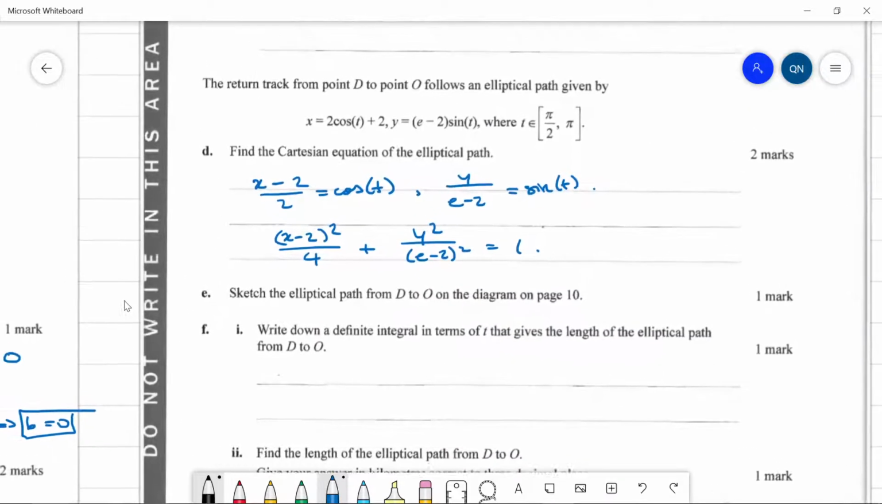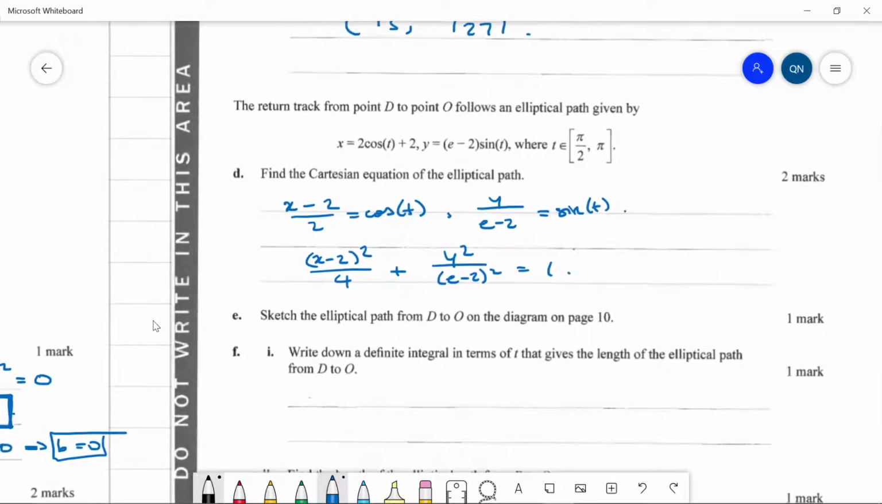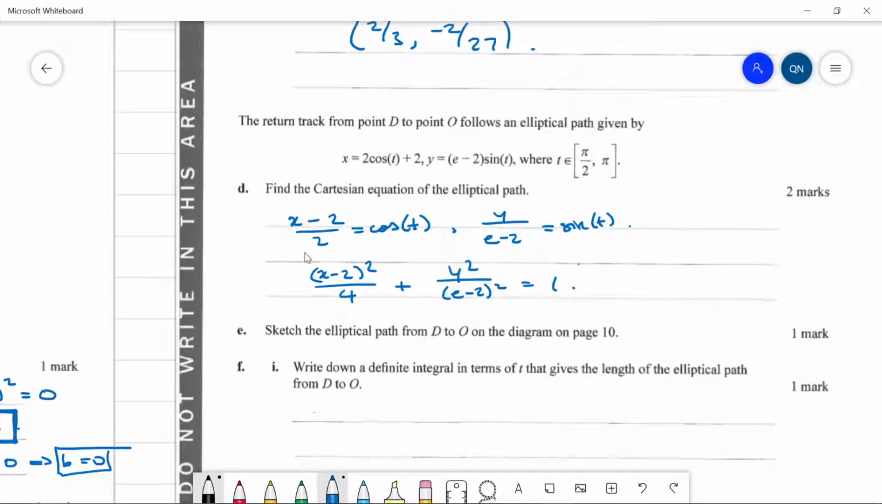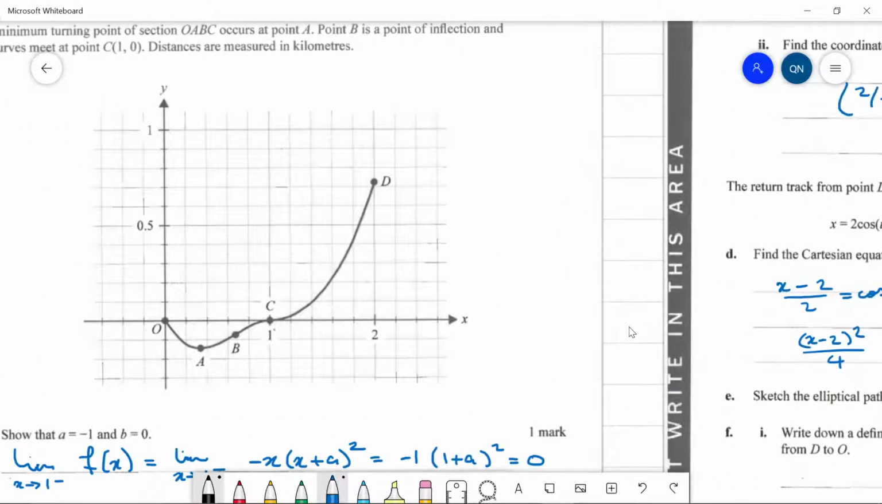Sketch the elliptical path from D to O on the diagram on page 10. So what's the center of this ellipse? It's -2, 0, so the center is going to be 2, 0. And it's joining D to O, so I'm just going to guess it looks like that.